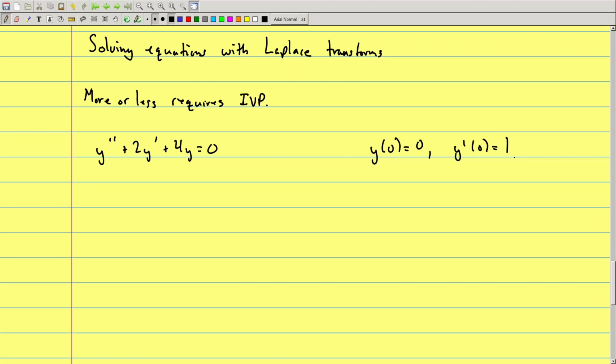So we have y double prime plus 2y prime plus 4y equals 0. Our initial conditions are 0 and 1. And what we want to do is apply the Laplace transform to both sides of our equation. Now, the Laplace transform of 0 is 0 because it's the integral of 0.